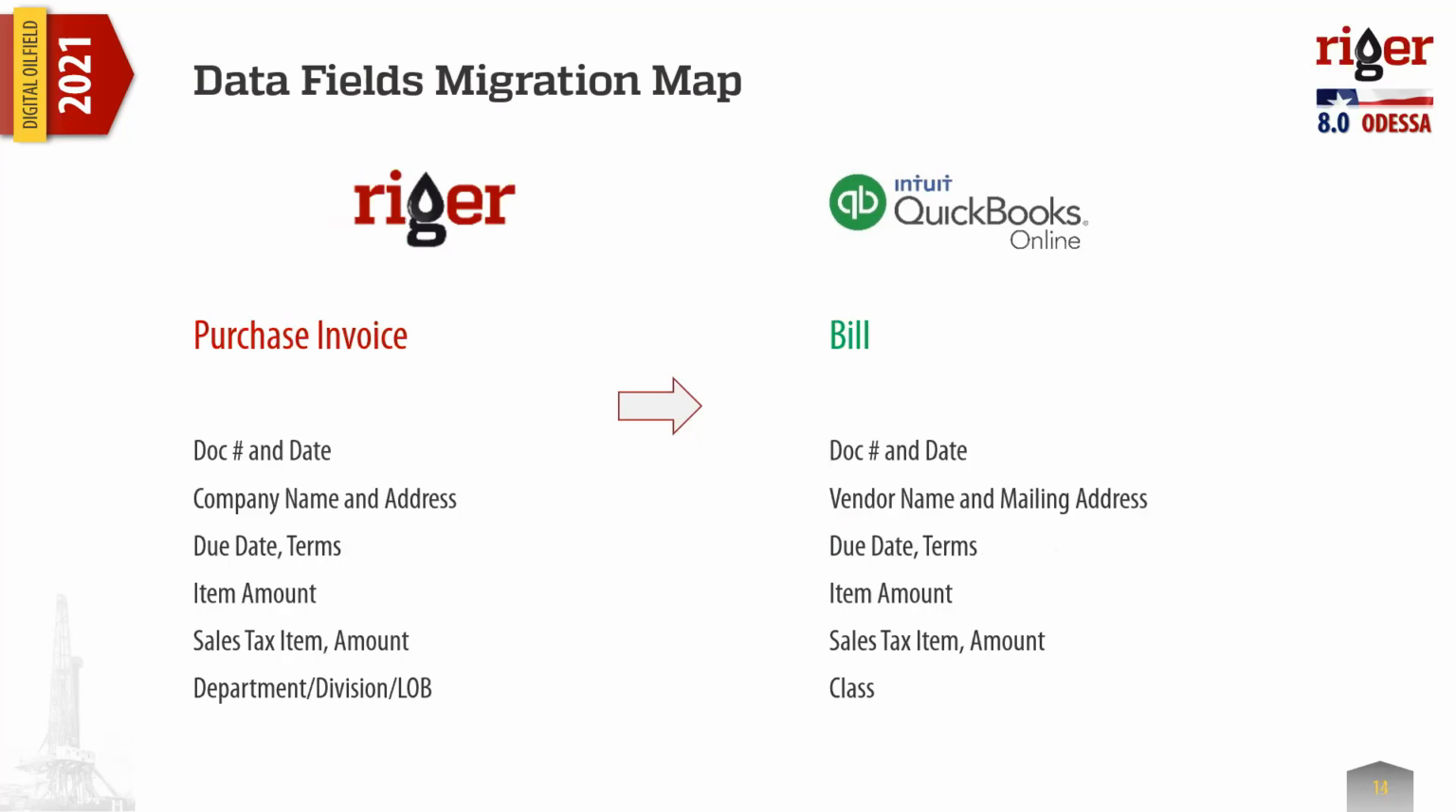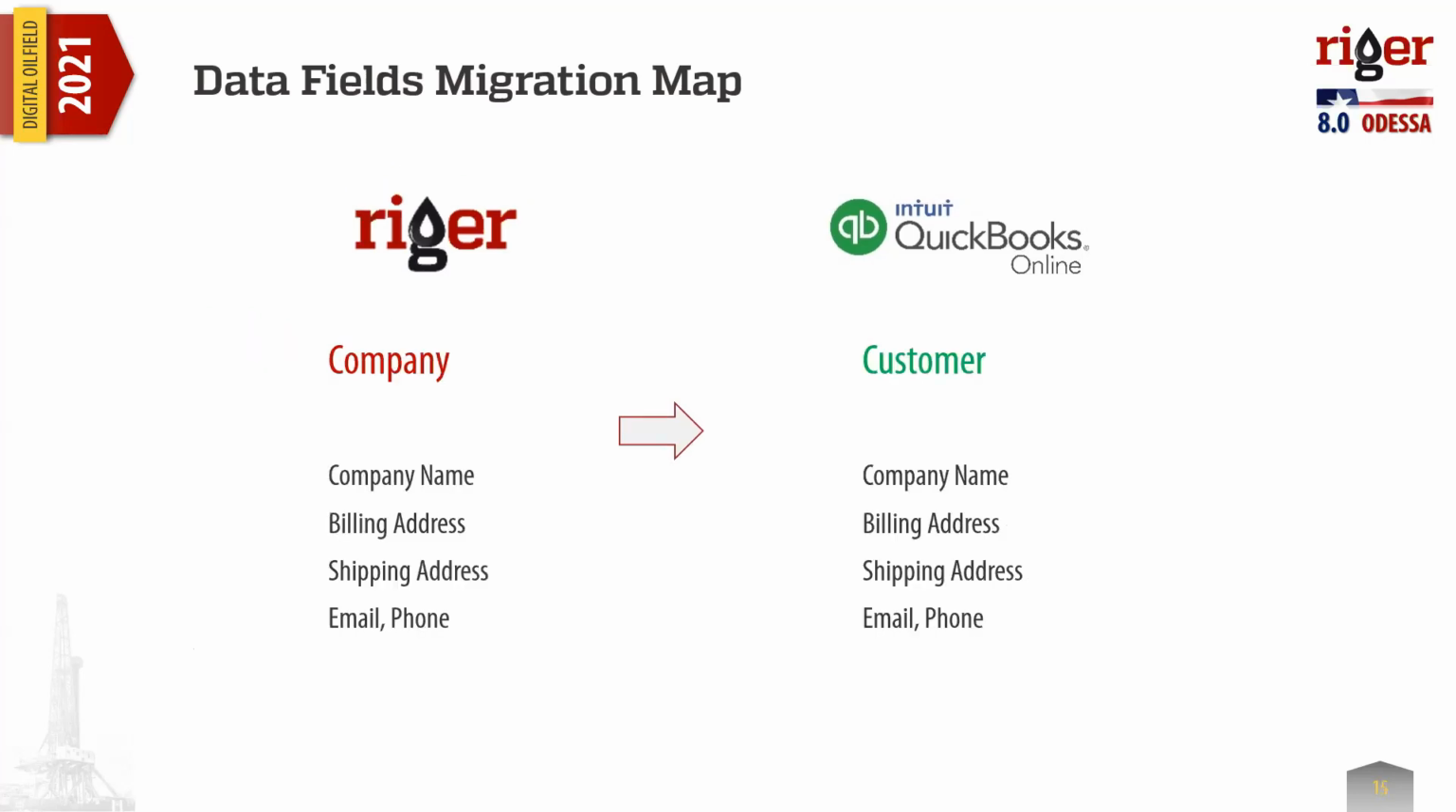Now, coming to the purchase invoices, when we send purchase invoices from RigER to QuickBooks Online, it's going to be exported to the bill document. It's pretty much the same information, but the difference is that we have due dates and terms of payments on the purchase invoices in both systems. So we exchange this information, and pretty much the same stays for the item, revenue item amounts, sales tax information, and departments and classes. And also we can exchange information about your customers.